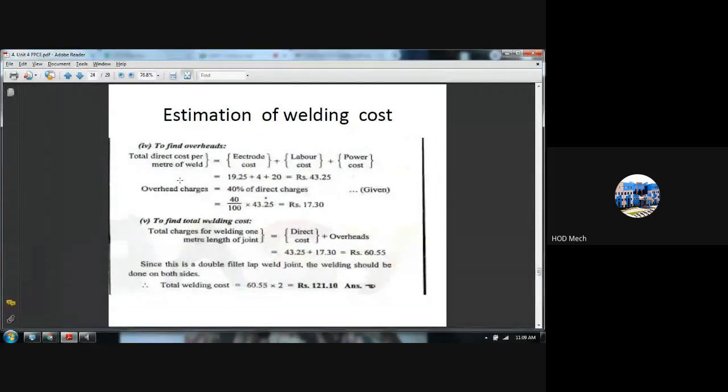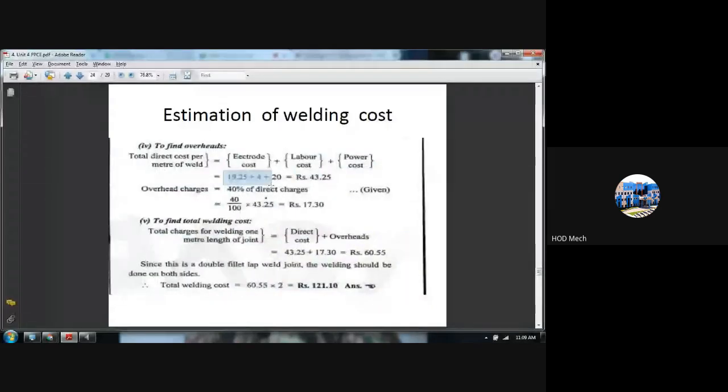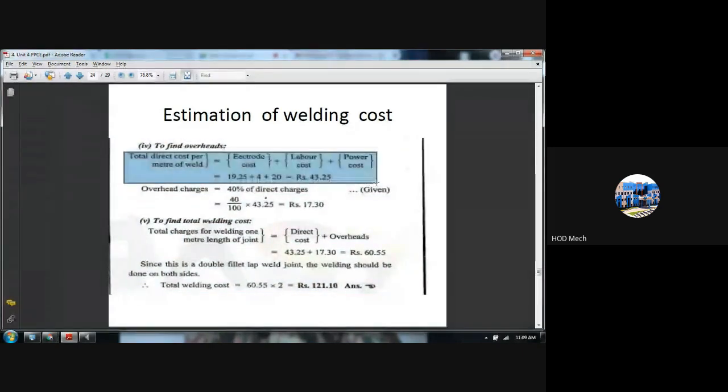Overhead cost is calculated per meter weld. So for that, what is the cost? Electrode cost plus labor cost plus power cost. So electrode cost is 19.25 plus 4 plus rupees 20. What you are getting is 19.25 plus 4 plus 20, equal to 43.25. Right? Now, what do the overhead charges say? This is the total cost, how much has been spent in total. Now, in this total cost, how much is the overhead charges?